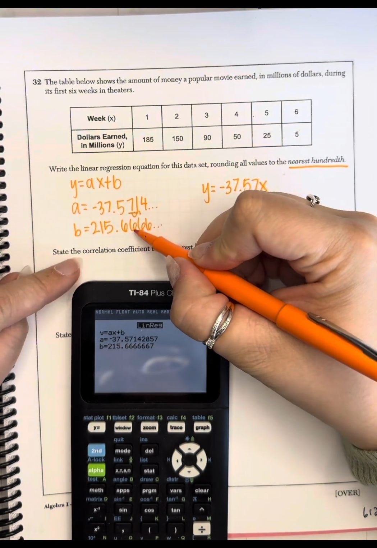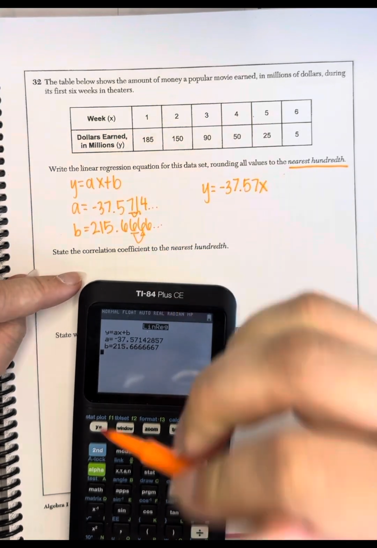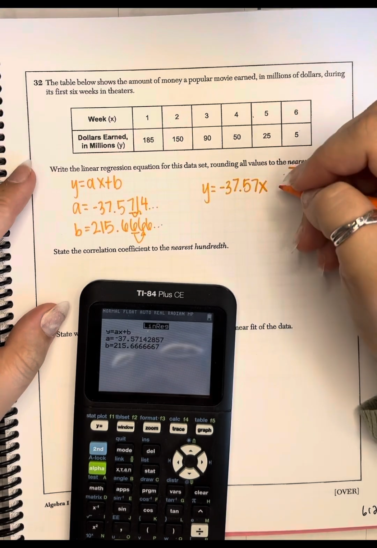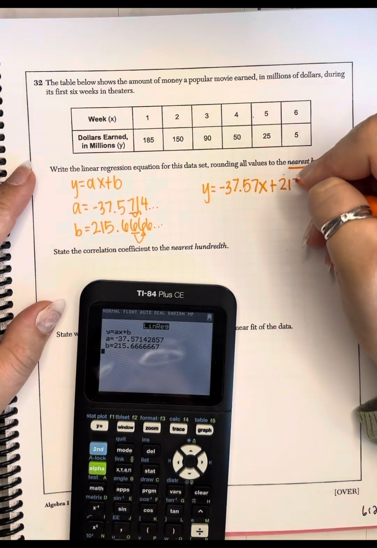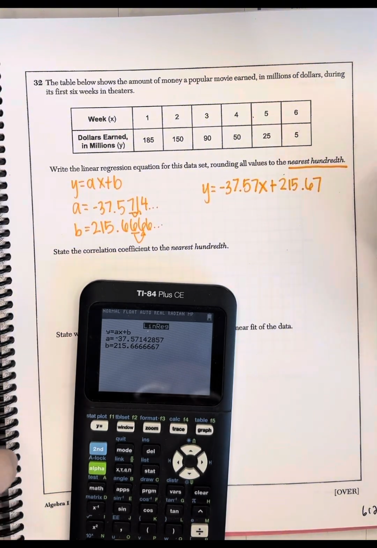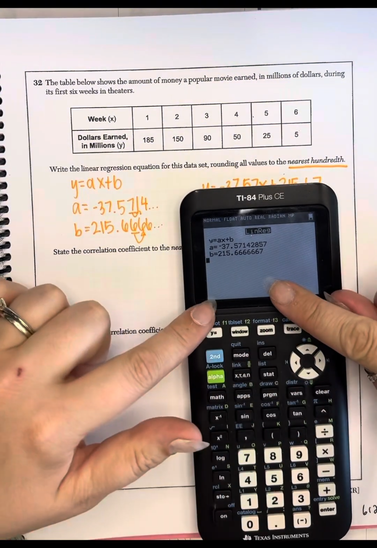And then for b, we're looking at this 6. Look over to that 6. That 6 says we're going to bump that 6 up to a 7. So plus 215.67. Anyways.